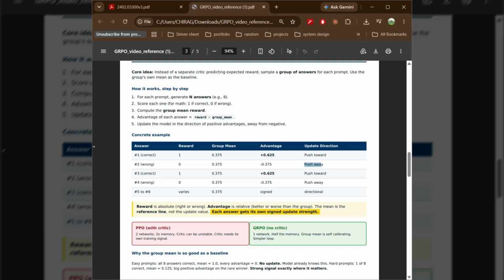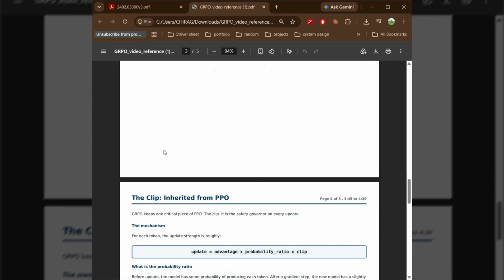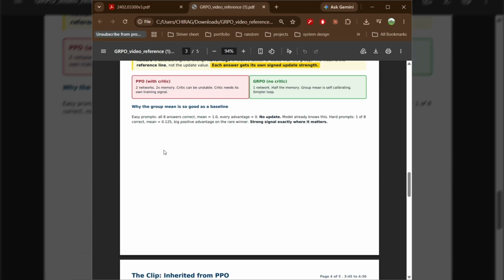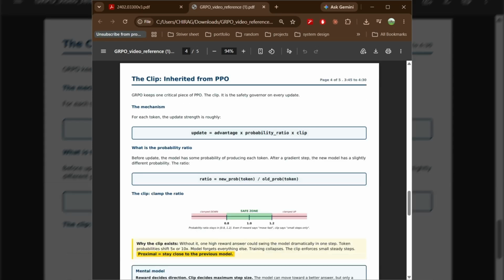It's quite smart and self-adjusting. If the group's average reward is 1, then each answer also has a reward of 1, so the advantage becomes 0. In that case, an update is not needed. But that's not always the case, right? GRPO removes the critic, but it keeps one important idea from PPO, the clip. We keep the clip from PPO. It's the maths equation.